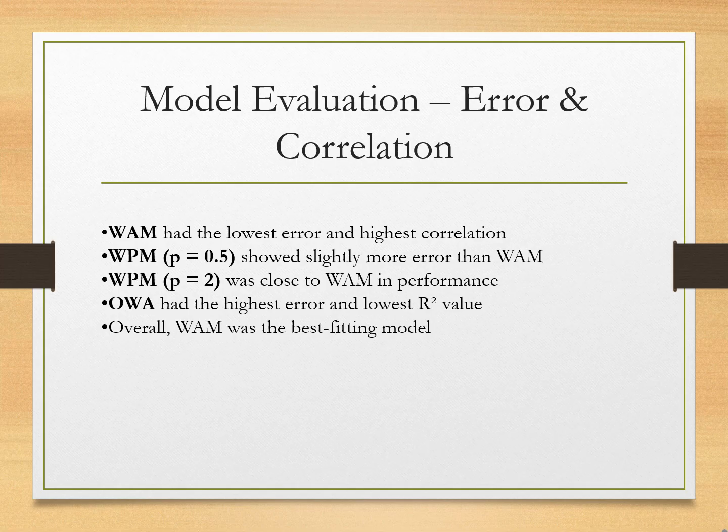Then further I compared the models using error and correlation. WAM gave the best performance with the lower error and highest correlation, and the WPM model performed reasonably well while OWA showed weaker accuracy. So WAM is my best model as of now.